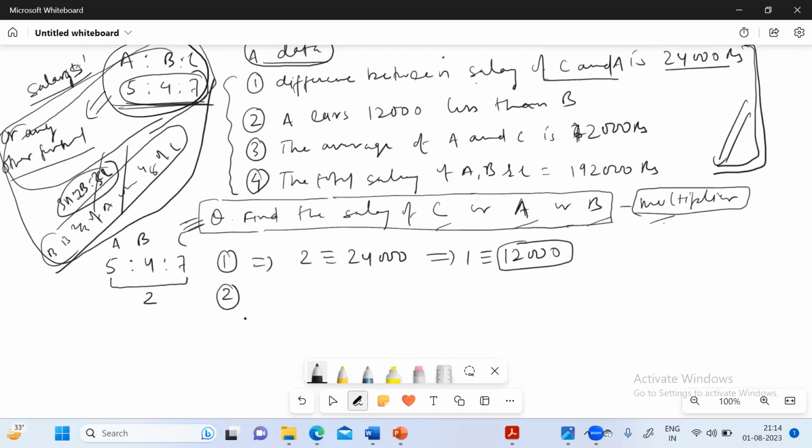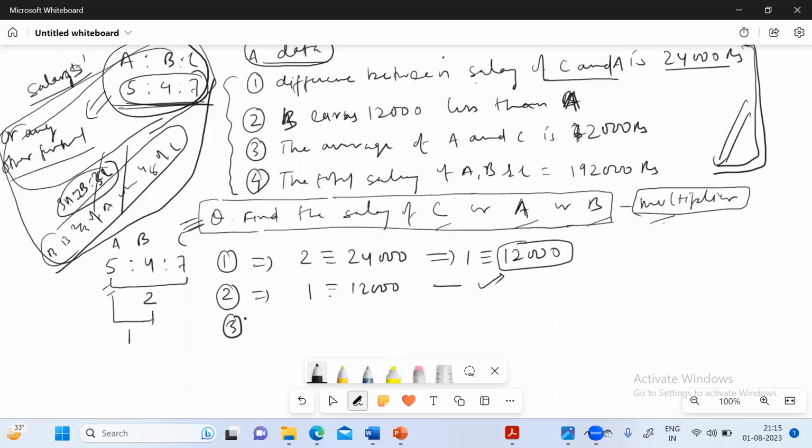The second statement says A earns 12,000 less than B. Oh, sorry. B earns 12,000 less than A, because the ratio says that A is earning more. So B earns 12,000 less than A. In ratio terms, B earns how much less? 1. So the value of 1 is given as 12,000. So now we know the multiplier is 12,000, the same multiplier.